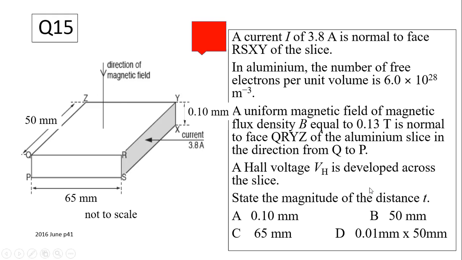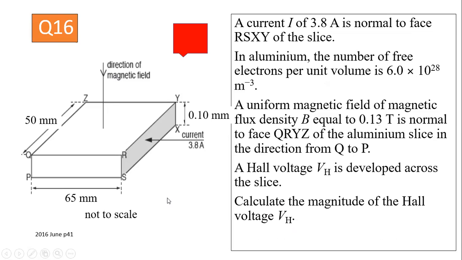The Hall voltage is developed across the slice. State the magnitude. This is getting you to memorize the formula. That's all. If you don't know, right? Magnitude of the thickness, t. This is the thickness. Previously, you knew how to identify it, but now I don't know. Thickness is always parallel to the field where the current enters. The other part is the breadth.